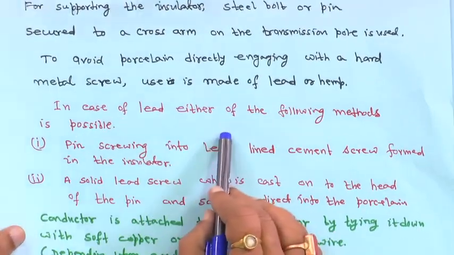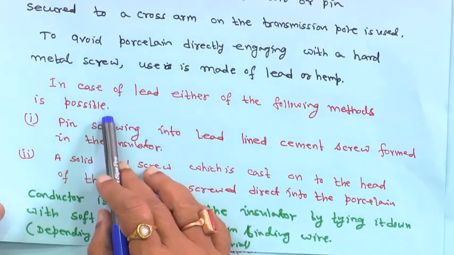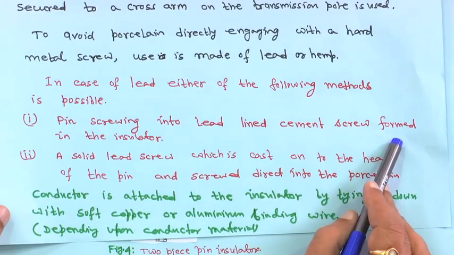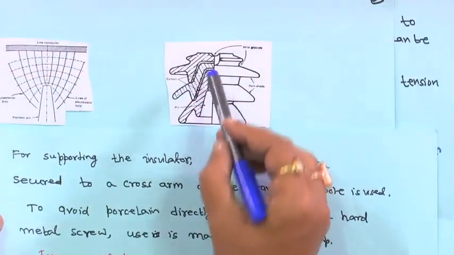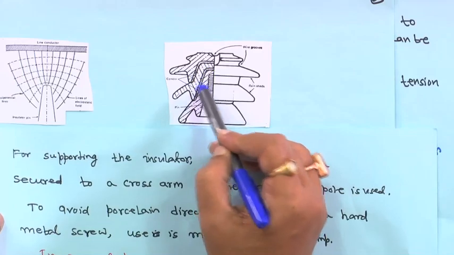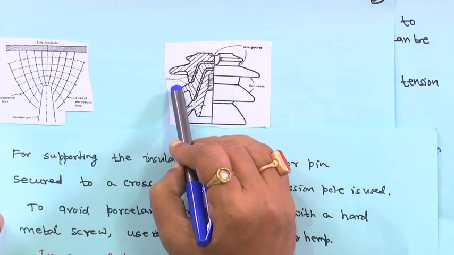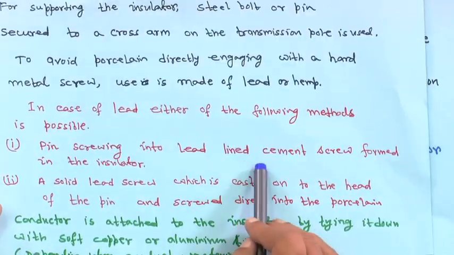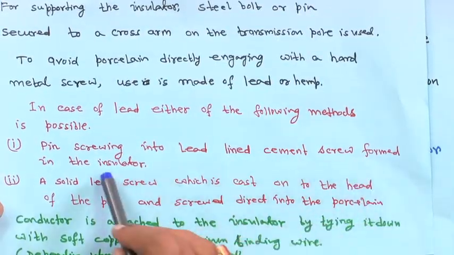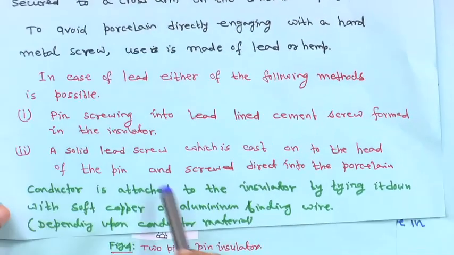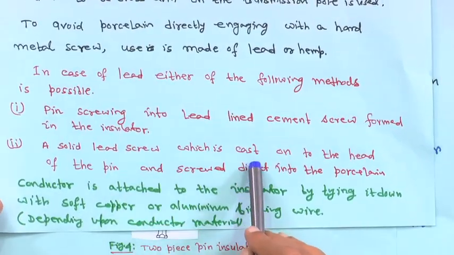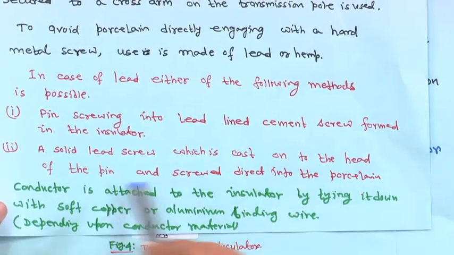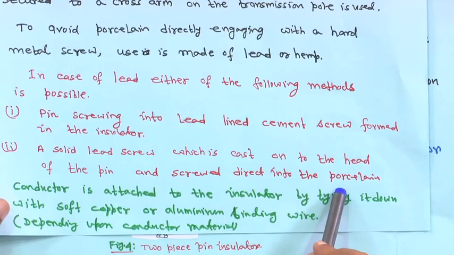In case of lead, either of the following methods is possible. One is the pin screwing into a lead lined cement screw formed in the insulator. So, that is why it is cemented, here it is shown cement, right, and this is the pin. So, pin screwing into lead lined cement screw formed in the insulator. Second, another thing is a solid lead screw which is cast on the head of the pin and secured direct into the porcelain.